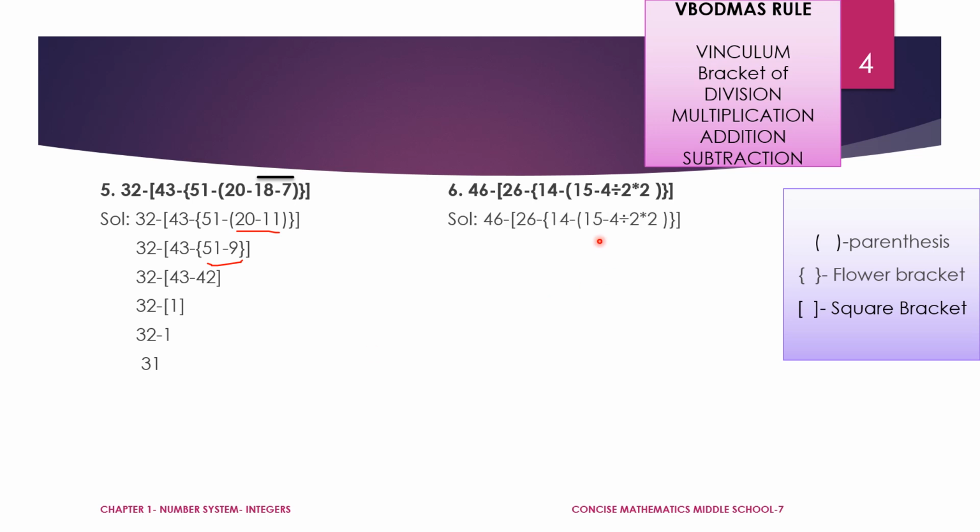Here, you don't have any vinculum over here, right? So you can just skip to the next one, that is bracket off. So from this bracket off, we should give the preference to the parenthesis. So what are all the integers in this parenthesis? It is 15 minus 4 divided by 2 into 2. Here in this you need to check the preference from division. Do you have any division? Yes. 4 divided by 2 should be given the first preference.